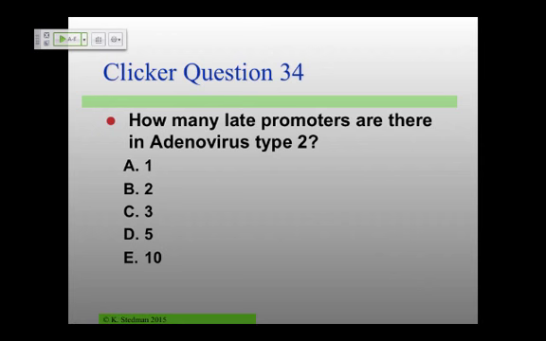This one look better? Yes? No? Much better? Good. How many late promoters are there in adenovirus type 2? 1, 2, 3, 5, or 10?